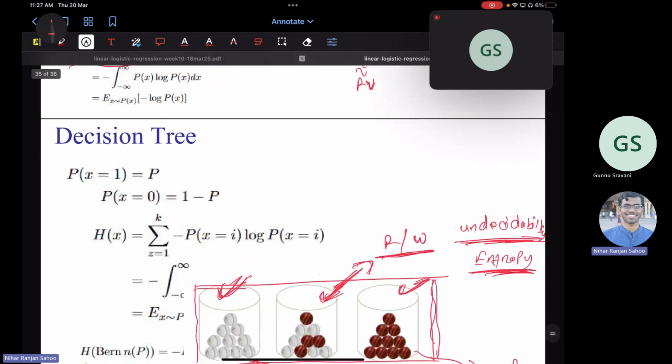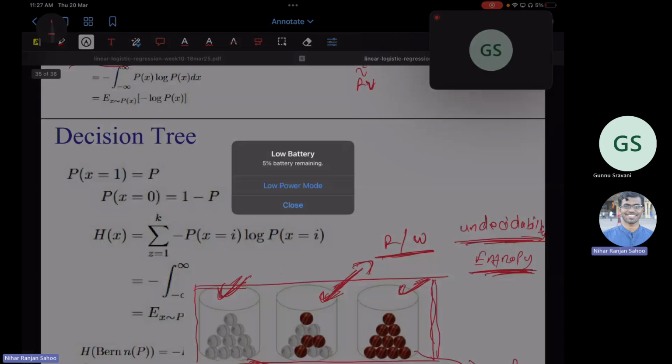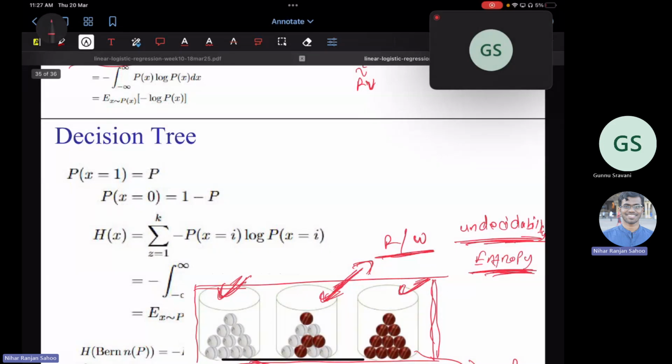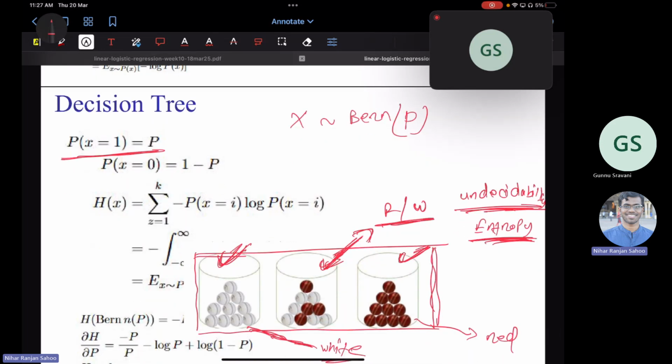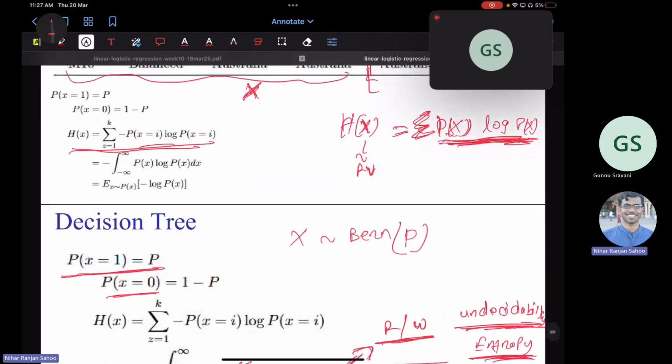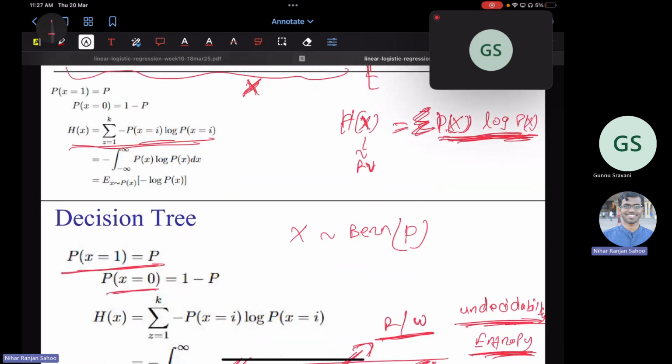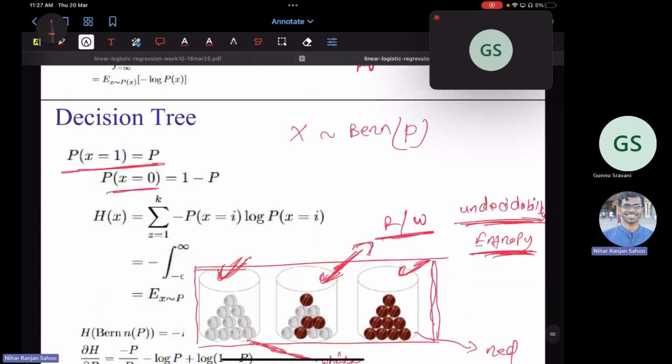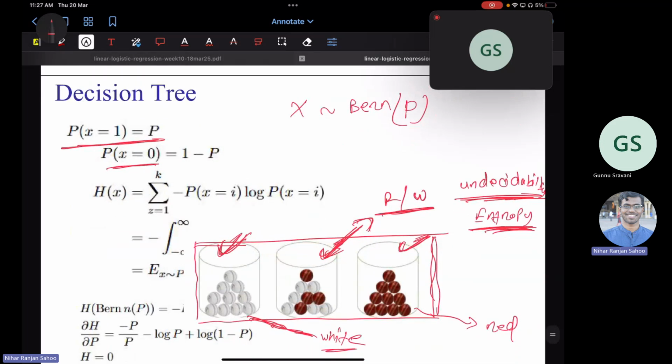So how can we do that? Again, we take help from the Bernoulli distribution. Let's say X comes from Bernoulli P. We know the probability of x equal to 1 is P and x equal to 0 is 1 minus P. There is a minus sign in the formulation. So put the corresponding values in this formulation of entropy, and we'll see why this formulation is correct.